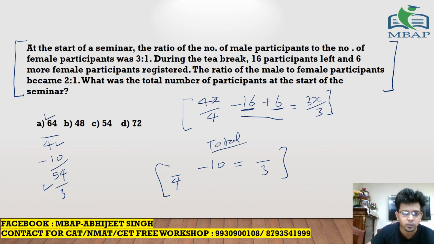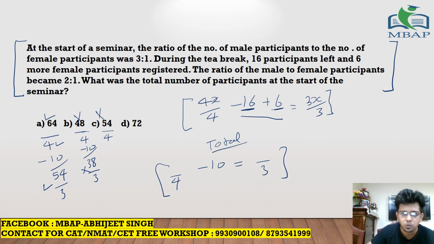Let's check the next value, 48. Is 48 divisible by 4? Yes. If I remove 10 from this, the new value becomes 38. Is 38 divisible by 3? No. So this cannot be the answer. What about the next value, 54? Is 54 divisible by 4? No, so you'll not even check this value.